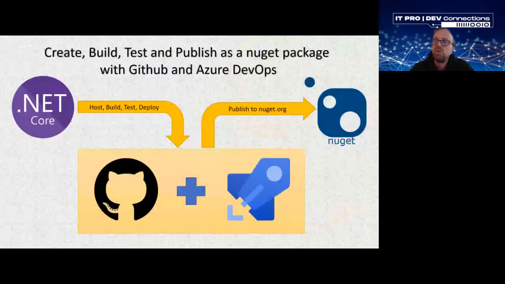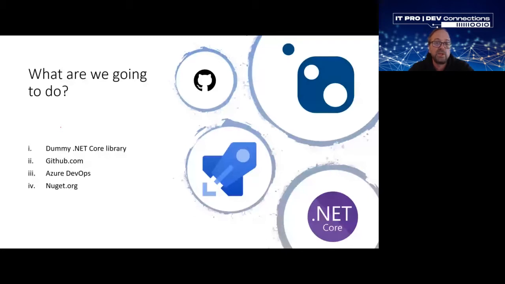So what we're going to see in my session, we're going to create a package and we're going to publish it, build it, and test it, of course, using Azure DevOps. How are we going to do that? We are going to create first a dummy .NET Core library. We are going to share our code to github.com. Then we are going to use DevOps, get the code from GitHub, and build it and publish it to nuget.org.